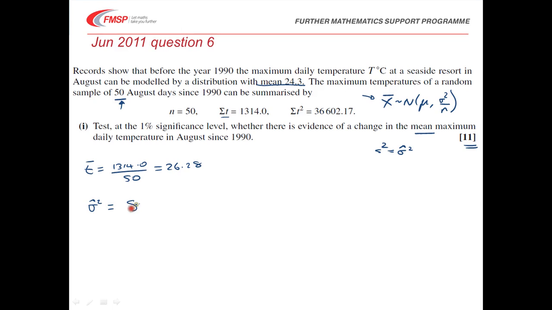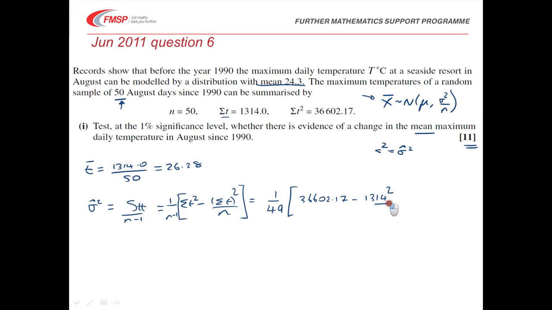I prefer to use STT over n minus 1. STT is the sum of t squared minus the sum of t all squared over n, and then I'm going to divide that by n minus 1. If I see that formula, things are going quite nicely. So we're going to have 1 over 49 lots of 36602.17 minus 1314 squared over 50. If we calculate that, that's going to give me a value of 42.25.